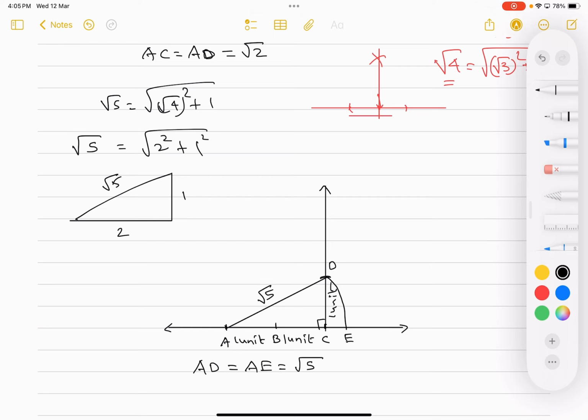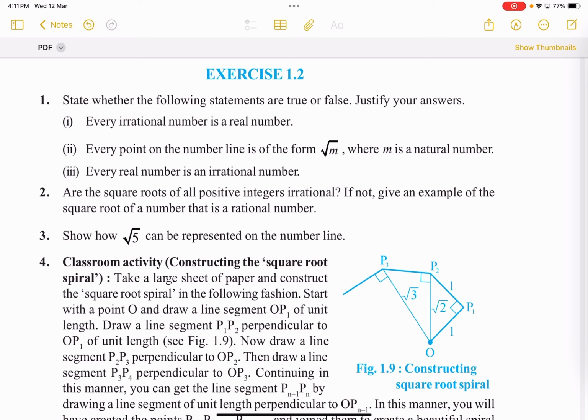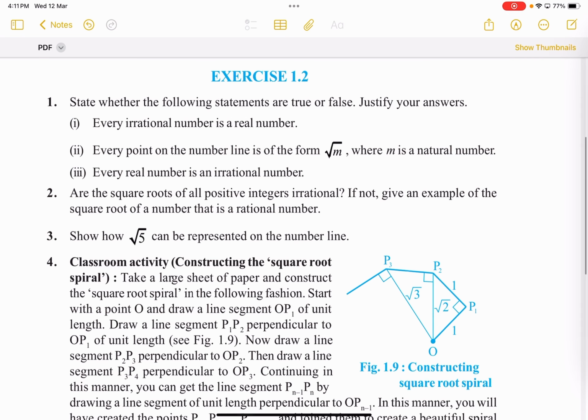State whether the following statements are true or false. Justify your answer. Every irrational number is a real number? Yes. Rational numbers and irrational numbers together are called real numbers, right? So every irrational number is a real number.